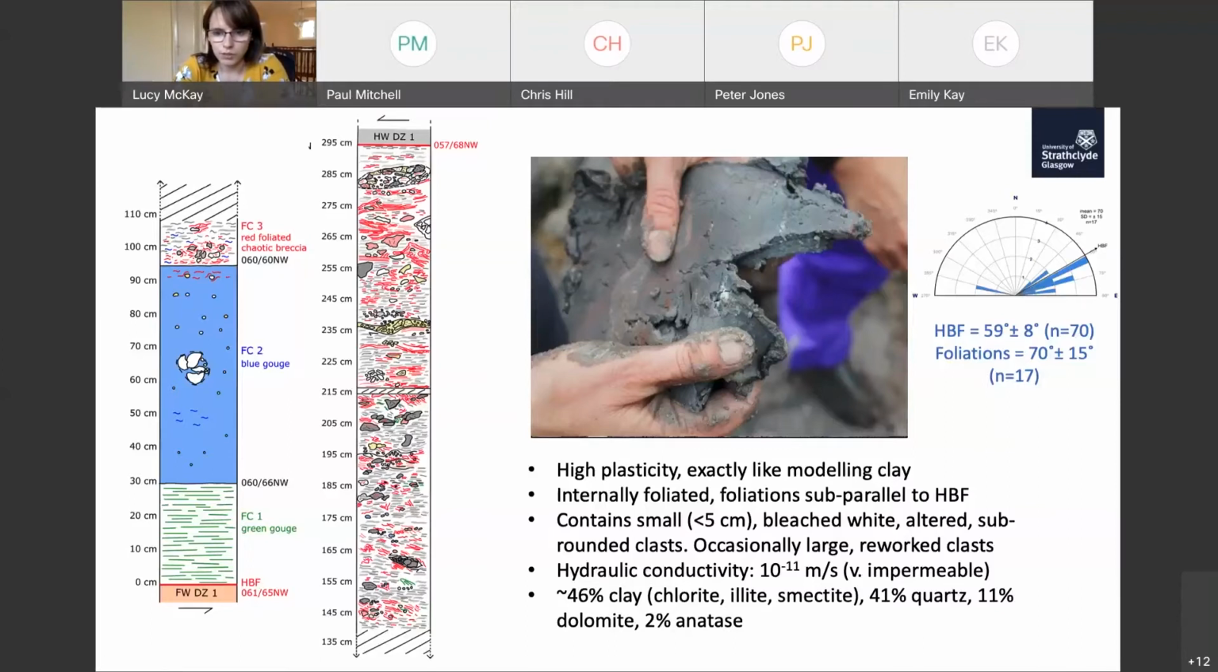It has a very similar mineralogy to the green gouge, so it's roughly 50% clay with 3 types of clay, chlorite, illite, smectite again, the rest being quartz, dolomite and anatase. And I ran some permeability tests, and it's very impermeable clay.